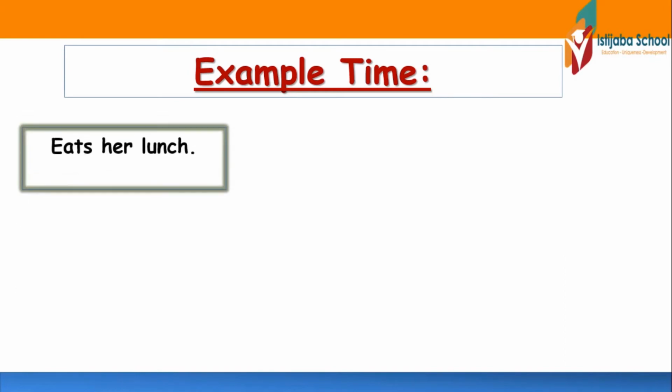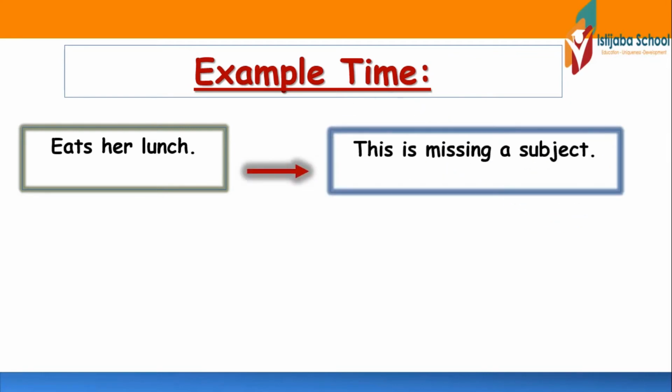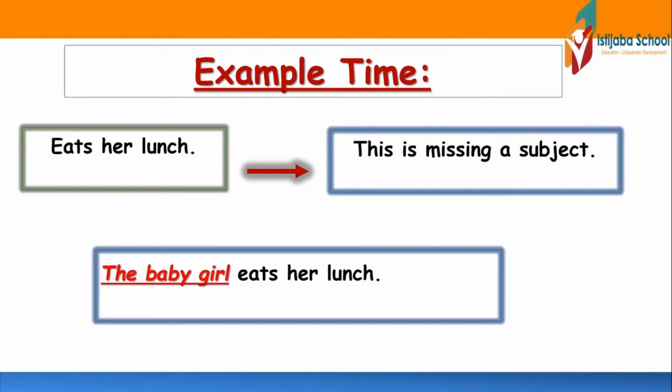Let's check another example. Eats her lunch. This is missing a subject. So in order to have a complete sentence, I have to add a subject in here. For example, the baby girl eats her lunch. Now, yes, this is a sentence.